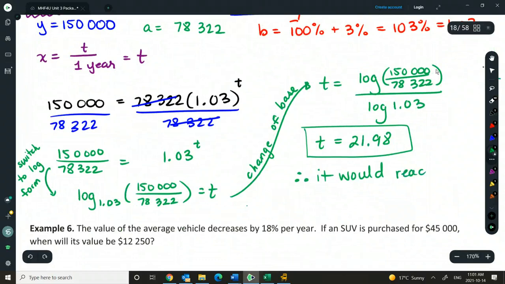It would reach 150,000 people by 21.98 years.